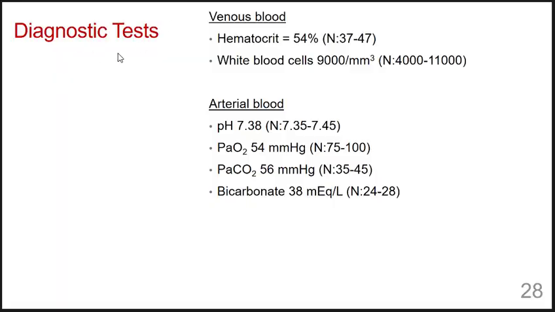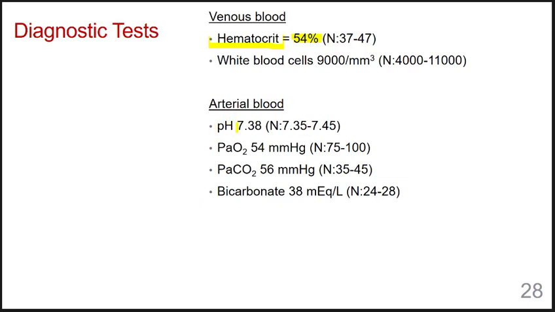Let's have a look at some diagnostic tests that were performed on this patient. Her hematocrit levels are high. This is a compensation mechanism where the body will produce more red blood cells in order to try to solve the problem of this oxygen deficit that exists in patients with COPD. White blood cell count is in the normal range, so that helps rule out infection.